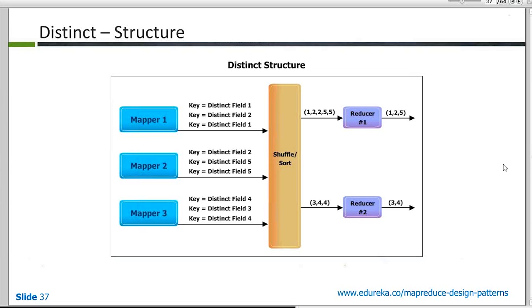Here is the structure for the distinct. So what you're outputting is the key, which is the distinct field, from all these mappers. After the shuffle and sort, you have two reducers, and they get lined up like this, and then the reducer's job is to actually do the deduplication.